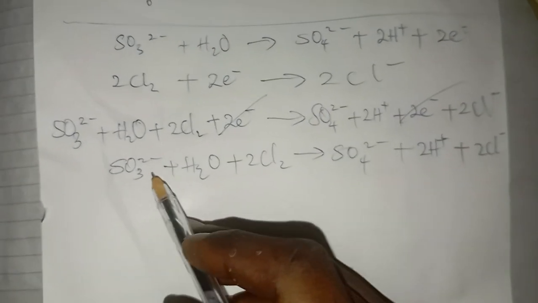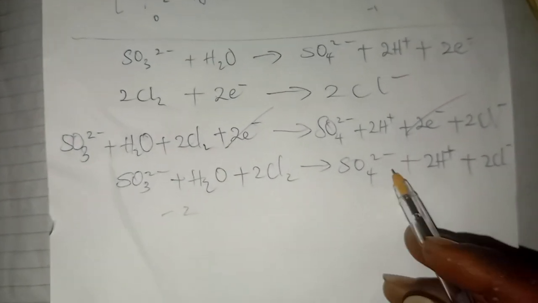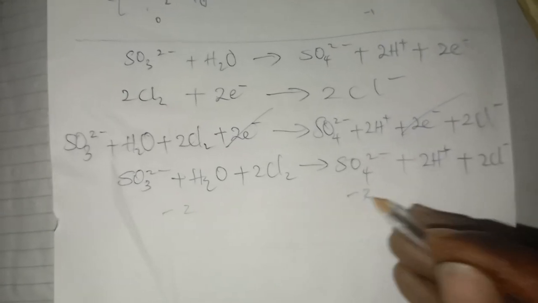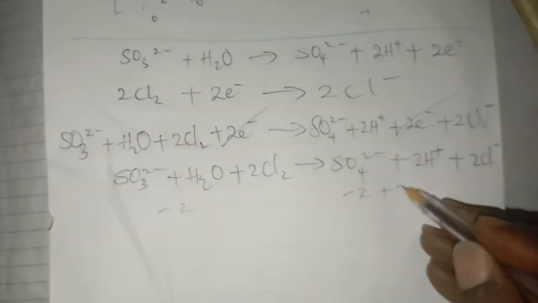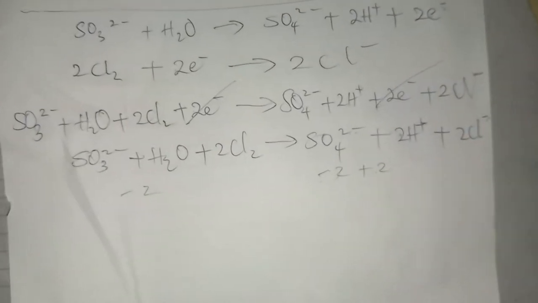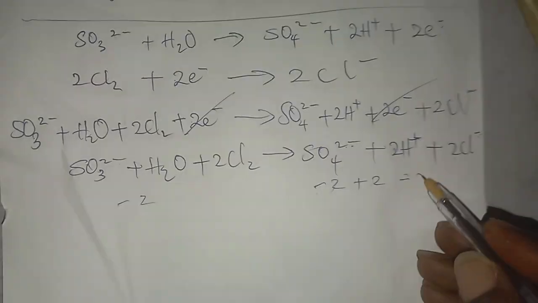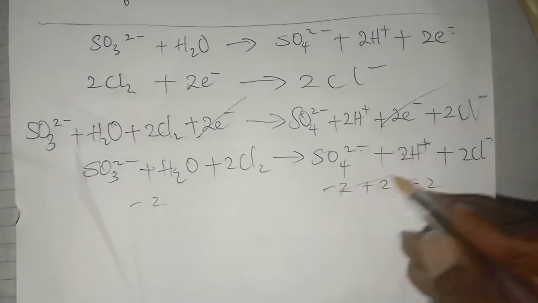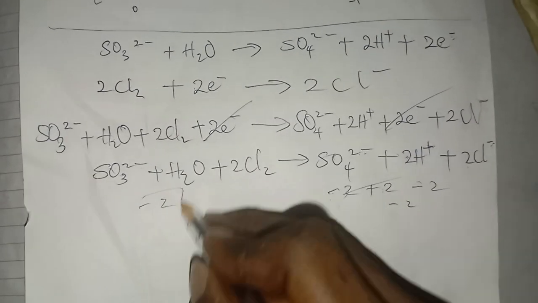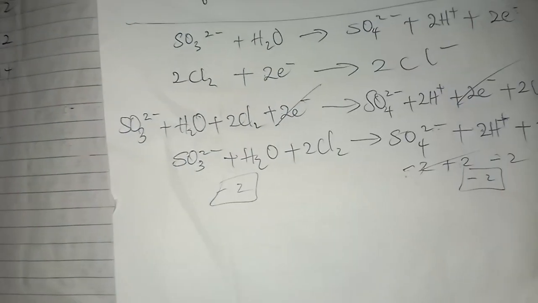To check, we'll first start with the ions. Notice here I have minus 2, no other charge. Here I have minus 2. Here I have plus 2, that's plus times 2, plus 2, and this is minus times 2, so minus 2. Minus 2 plus 2 will cancel out. So I have minus 2, minus 2. Charge is balanced.